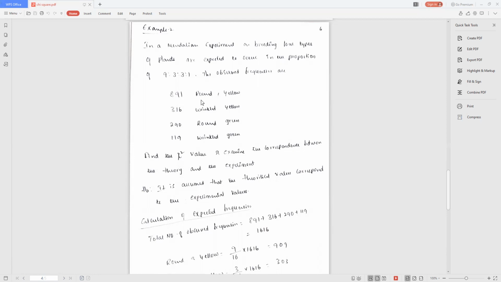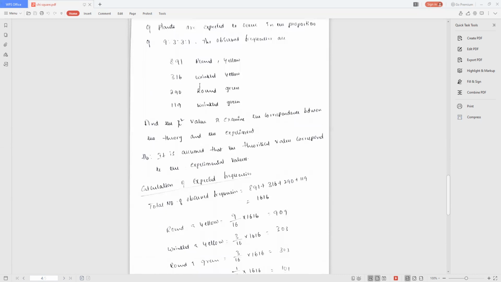For round yellow, the ratio is 9 is to 3 is to 3 is to 1, right? 9 divided by 16, where 16 means 9 plus 3 plus 3 plus 1, into 1616, the total number of observed frequencies, you will get 909. Next, wrinkled yellow, the ratio is 3, that means 3 by 16 into 1616, you will get 303.